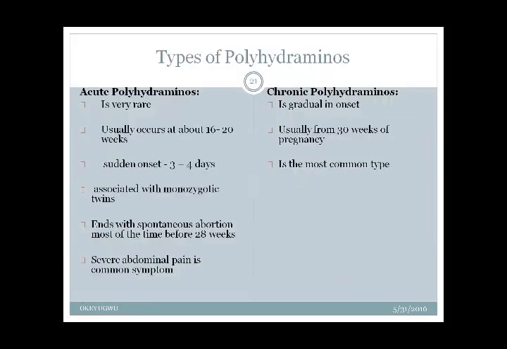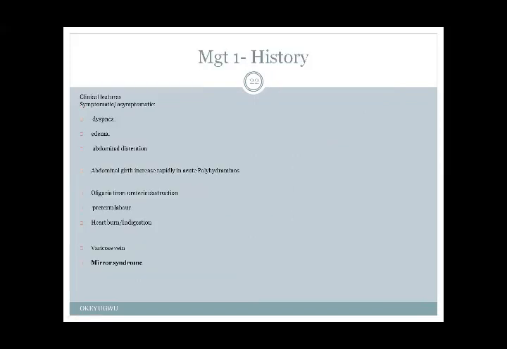Acute polyhydramnios is very rare. It usually occurs at around 6 to 20 weeks, and it is associated with monozygotic twinning, where we come across the TTS. It ends with spontaneous abortion, most of the time before 18 weeks. Severe abdominal pain can be a symptom. Chronic or long-term history is gradual in onset, around 30 weeks mostly, and can proceed further as well.